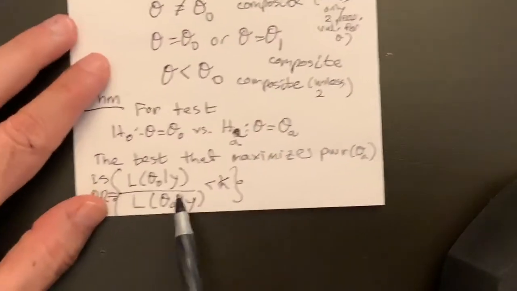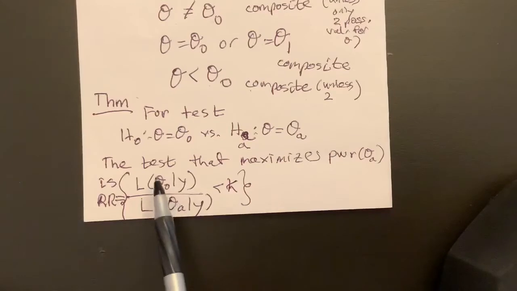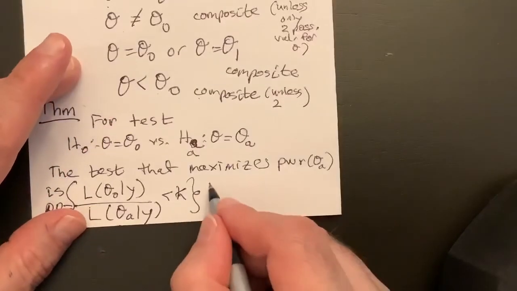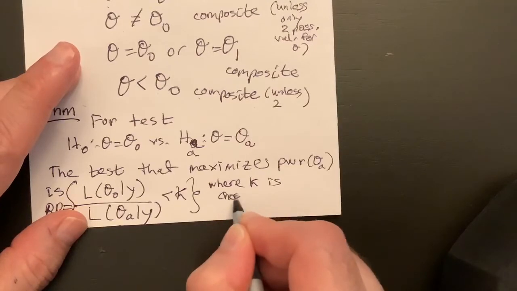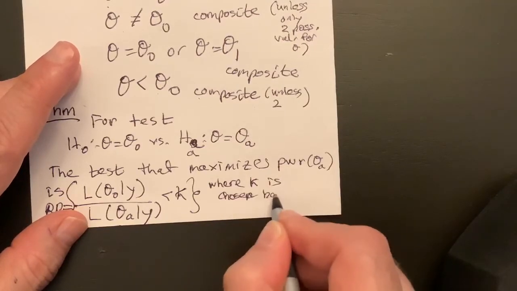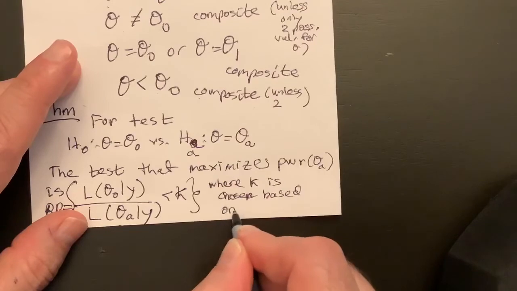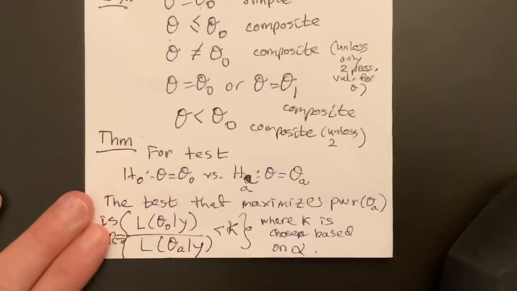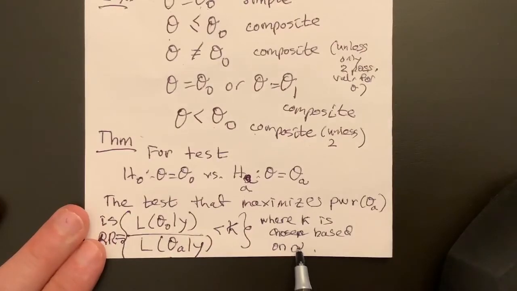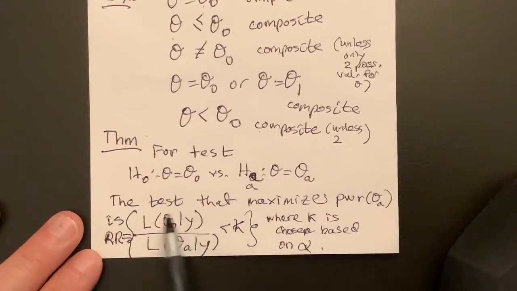These likelihoods are computable from a sample, and we want to check that this ratio is less than some constant k, where k is chosen based on alpha. So really it's just saying the test has this form, and then you find k based on alpha.